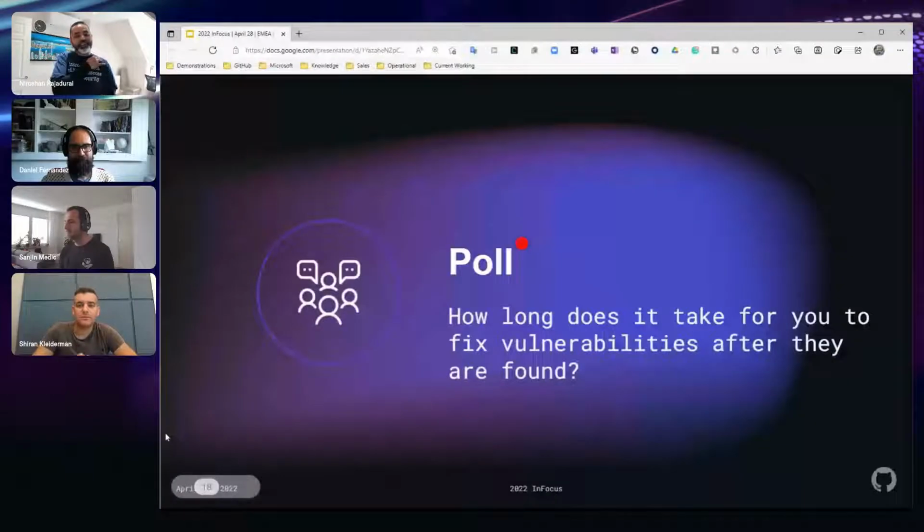Okay, so let's have a question from the audience now, or a poll for the audience. The next one that we'd like to talk about, and maybe I shouldn't have given away the answer to this, but I'm curious to understand from all of you out there today, how long does it take for you to fix a vulnerability after you've found it? Would be great to see what you're all seeing out there in your projects today.